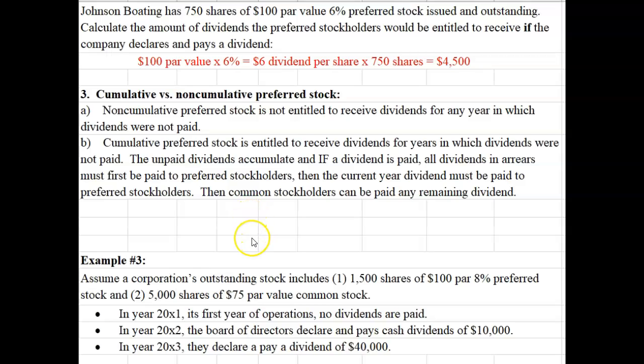Well, that's all for this video. In the next video, we'll talk about an example where we will calculate the amount of dividend to be paid to the preferred shareholders, and then we'll calculate how a dividend is shared between the preferred shareholders and the common shareholders in an example when the preferred shareholders have cumulative preferred stock, and in an example where the shareholders have non-cumulative preferred stock.